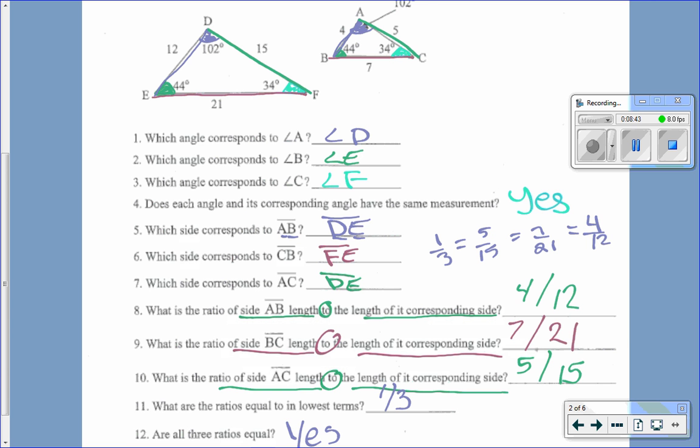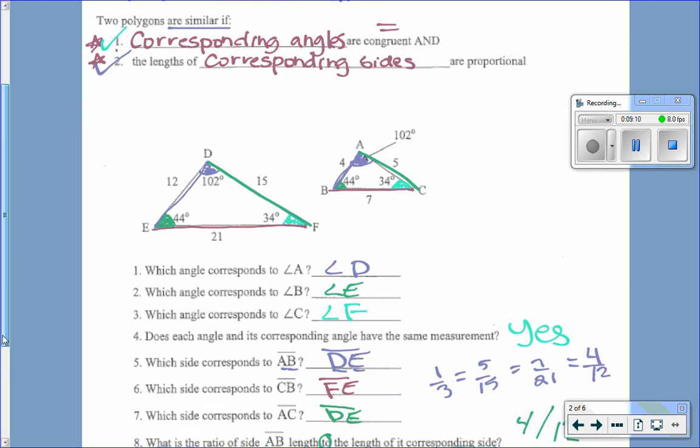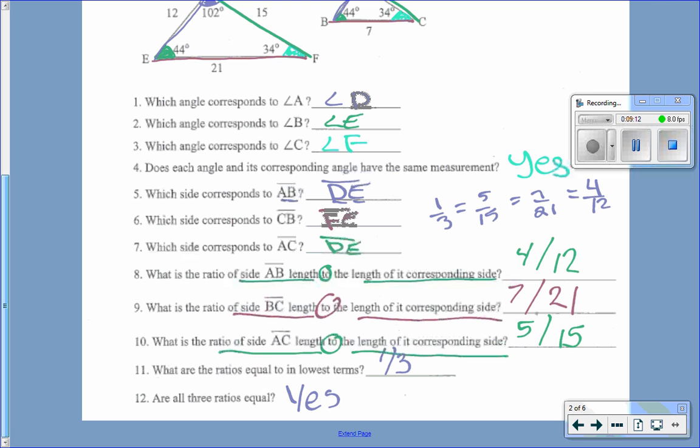Yes. What does that mean? What does that mean about these 2 figures? They are similar figures. So similar figures, they have their corresponding angles congruent, and their corresponding sides are proportional. And we just saw that, right, with this example? Are we good? All right.